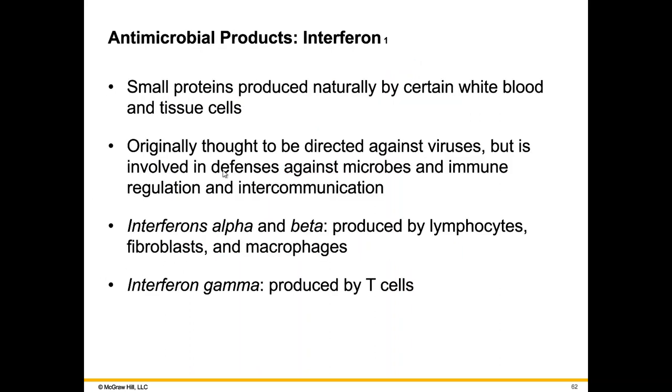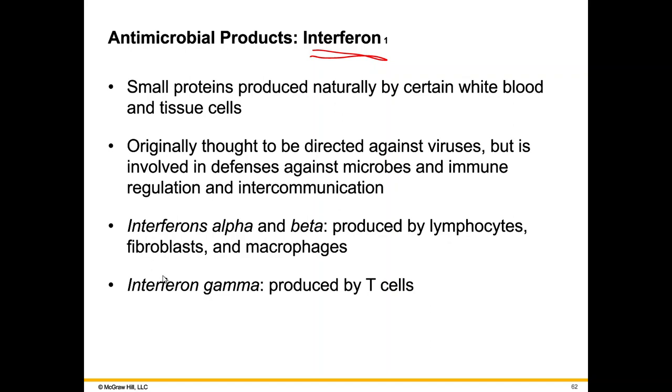So antimicrobial proteins, there's a lot of them, and we're going to talk about some of them. One of which we'll talk about is interferon. I don't know why, but this is probably one of my favorite ones. But an interferon is a protein produced by certain white blood cells or even tissue cells. Originally, they were thought to be directed against viruses, but it has now been known to be involved in defense against other microbes and in just immune regulation in general.